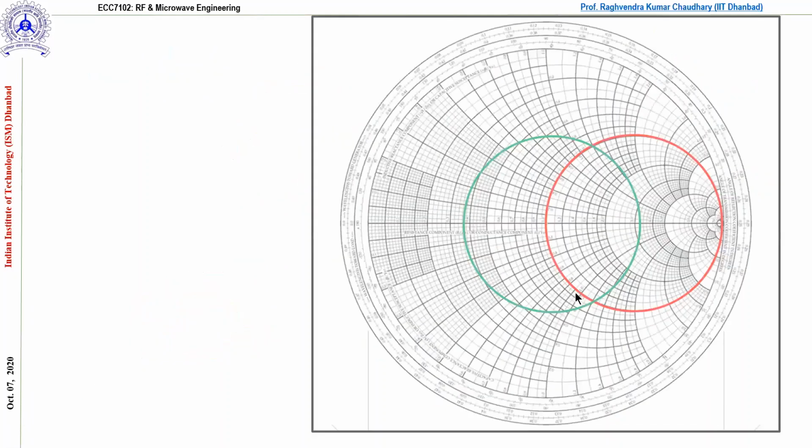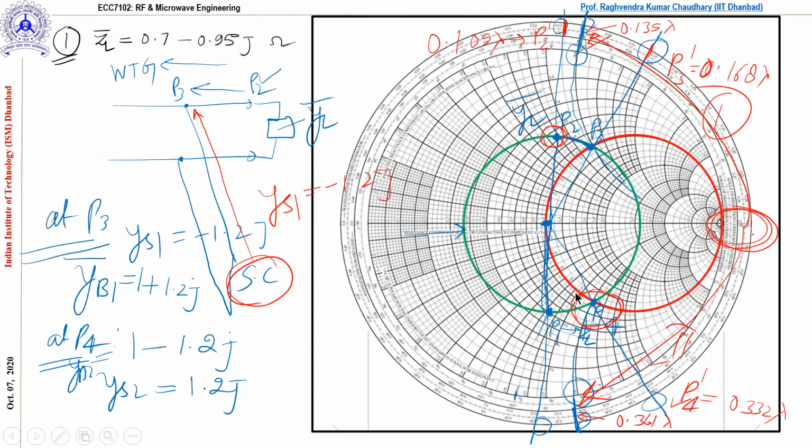I hope you are getting the things I'm trying to explain. Okay, so this point, if you read on the wavelength towards the generator, is 2.25 lambda. Now from 0.25 lambda and 0.361, you need to find it out. This will provide you the solution, which is L1, and here it will provide the L2, correct?